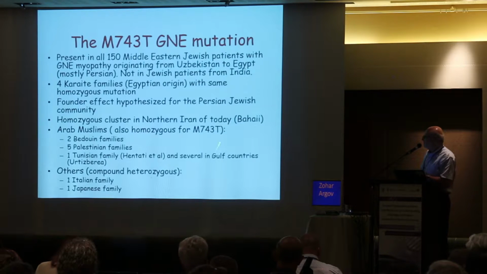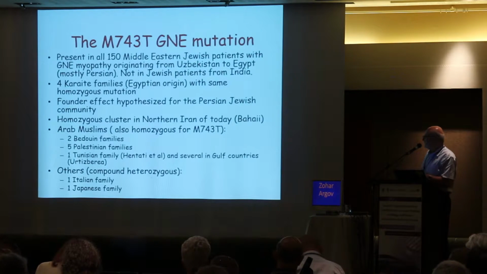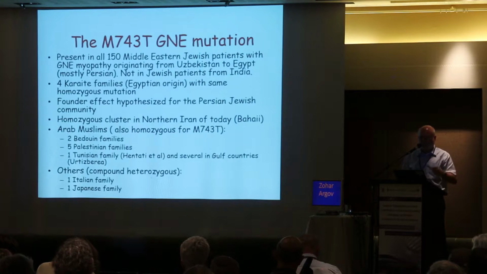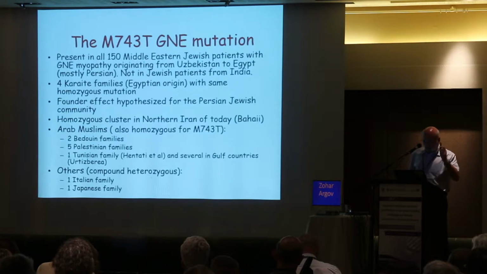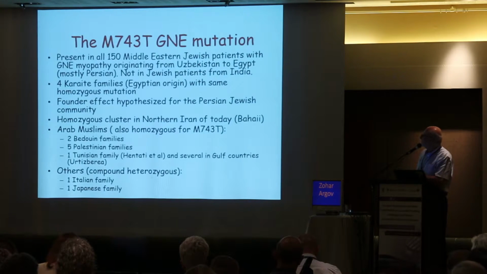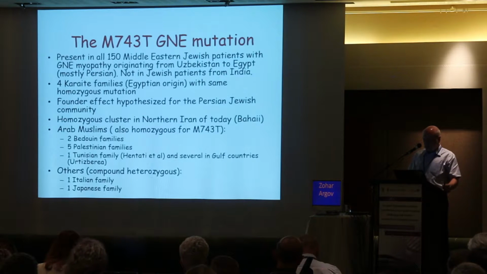And also one Tunisian family, which was described by Hentati, and then Andoni has found several in various Gulf countries. There are probably Palestinians who went to work there. In compound heterozygous form, this mutation was described twice, but this is the commonest mutation, and this is the cluster.